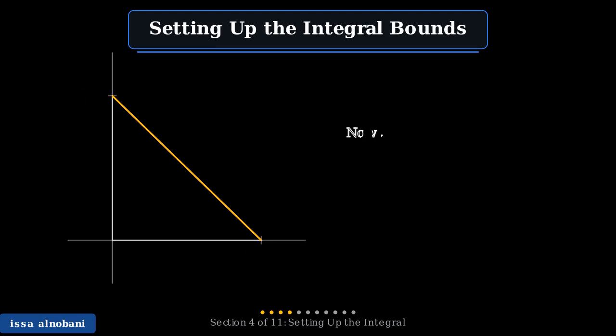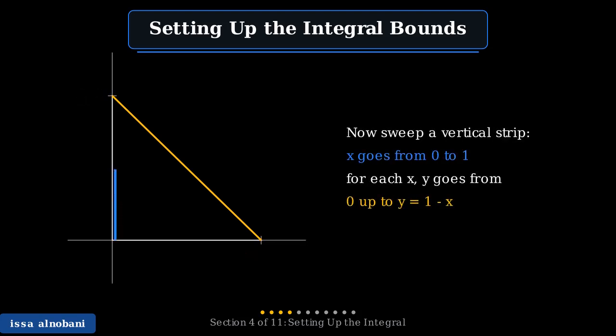Now that we have the boundary line, let's set up the region. We sweep a thin vertical strip from x = 0 to x = 1. For each fixed x, the strip runs from y = 0 up to the line we just found, y = 1 − x. This gives us our limits of integration.